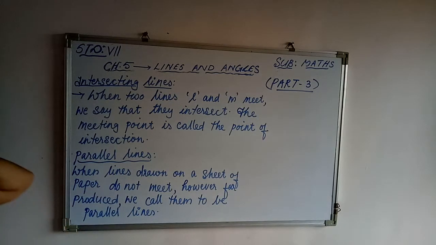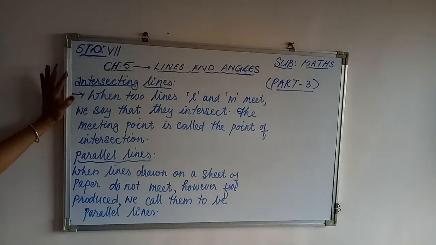Today we are going to study intersecting lines, parallel lines, transversal, and also the angles formed by two lines when they are cut by another line, which we call a transversal, and also how to check whether the given lines are parallel or not.